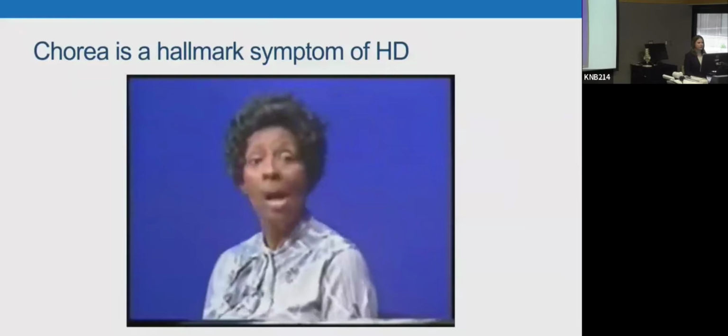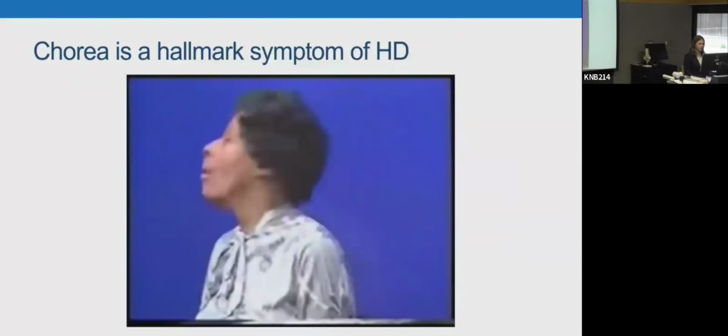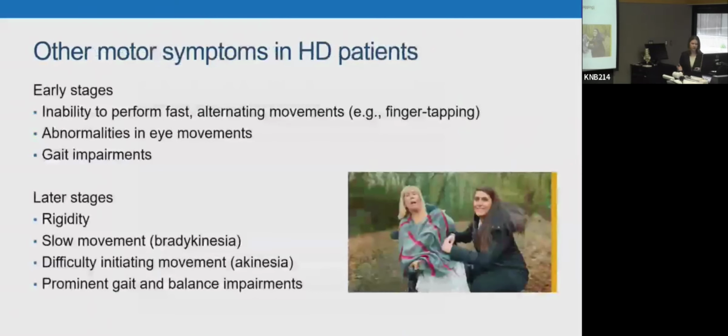So chorea is the characteristic symptom that Huntington's disease is known for, but there are an array of other symptoms as well. At early stages of the disease, people will suffer from other motor symptoms, including an inability to perform fast alternating movements like finger tapping, abnormal eye movements, and gait impairments. And then at late stages, the disease progresses to more of a Parkinsonian phenotype. So people start to have difficulty initiating movement, slower movements, rigidity, and then very prominent gait and balance impairments. And often people end up being wheelchair bound at the end stages of the disease.